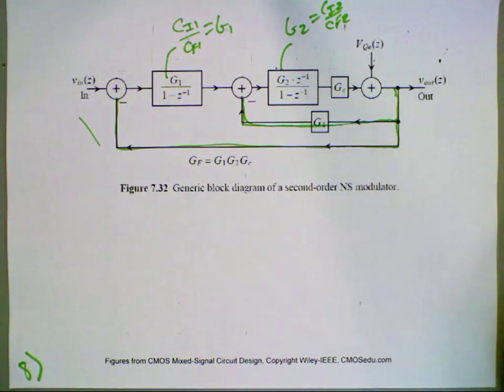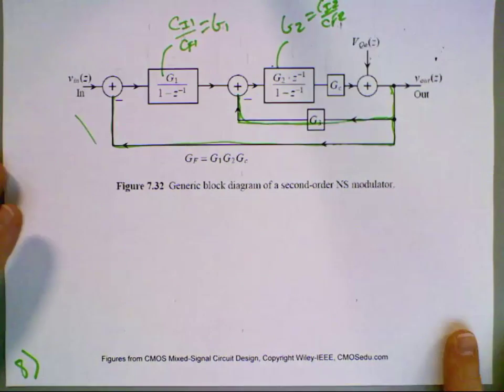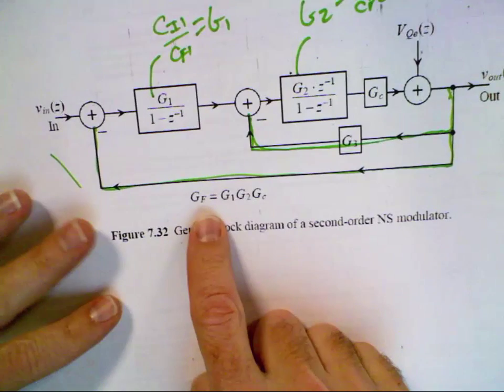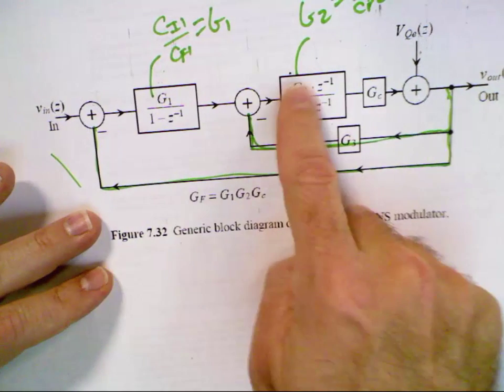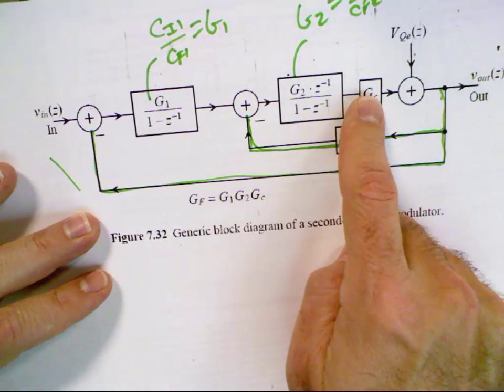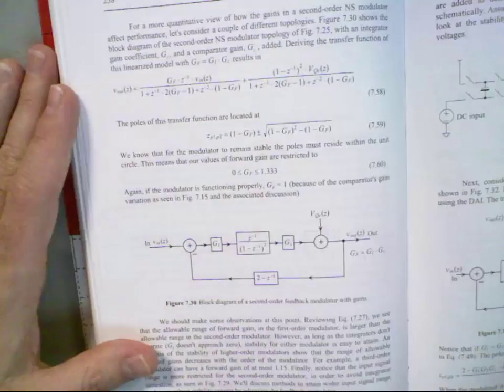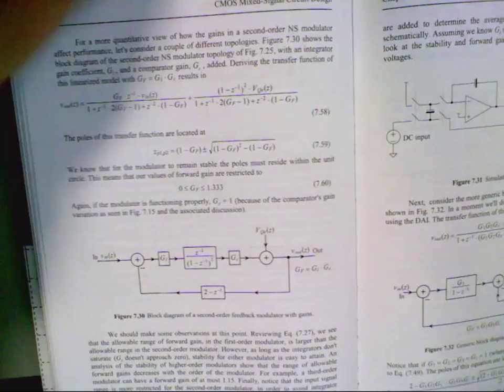All right, so let's look at the derivation. If we go through, and it's in the book, and you look at the equation, and you ask, oh, one other key point. Notice I'm defining GF as G1 times G2 times GC. Okay, so I go back and I derive the transfer function.